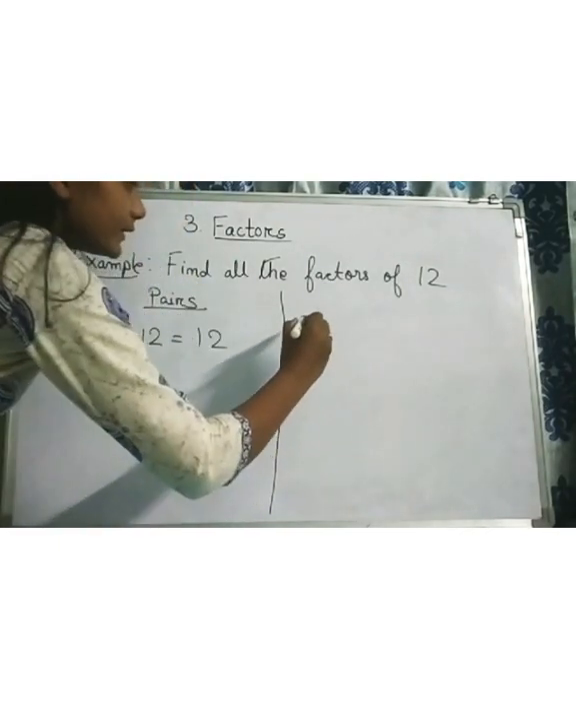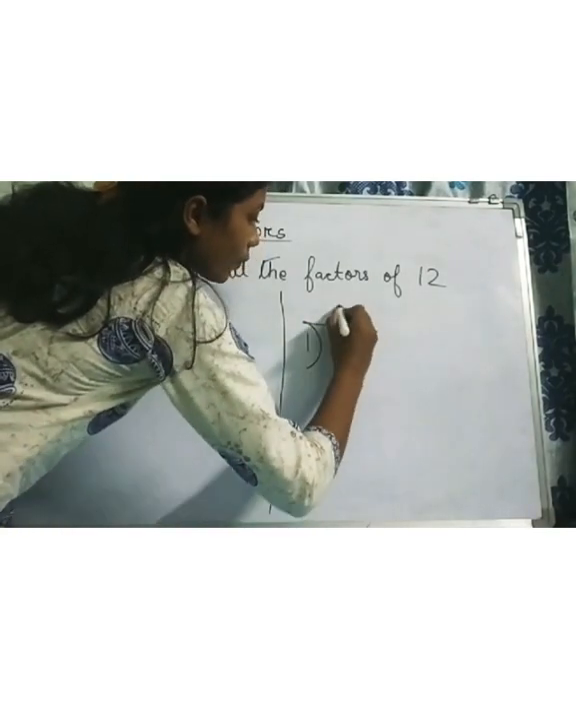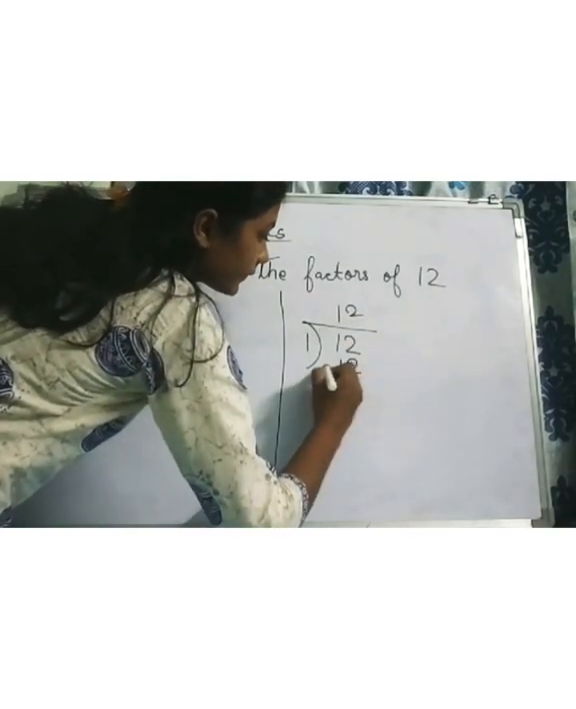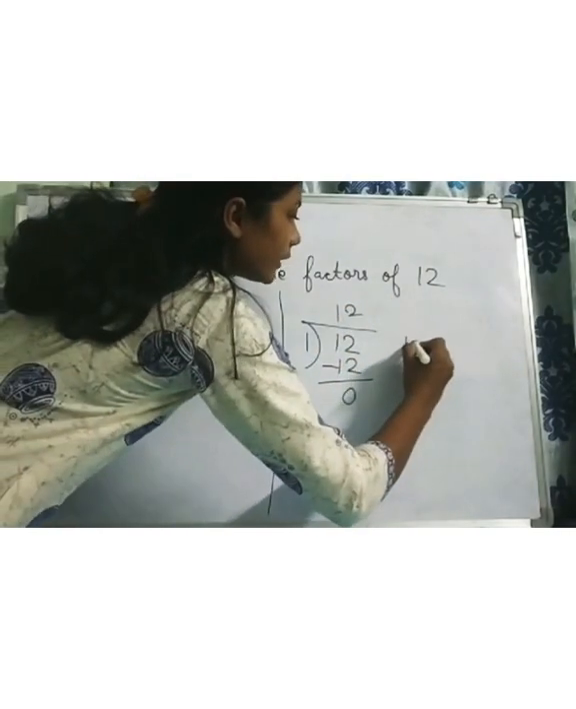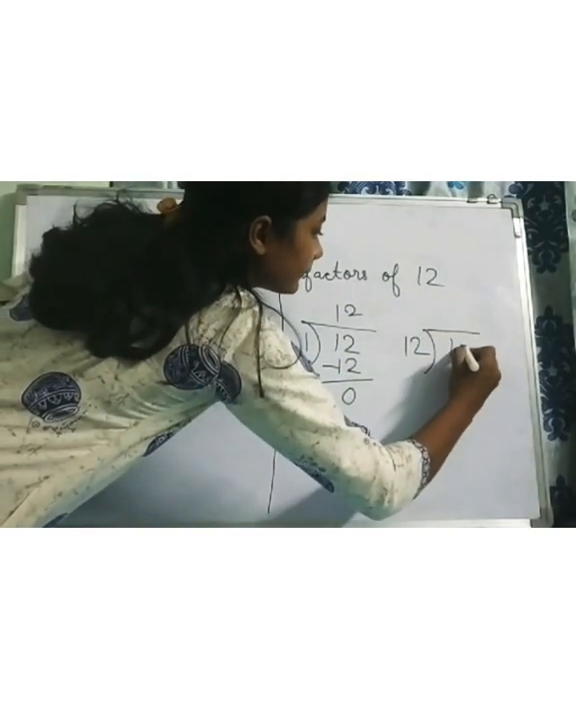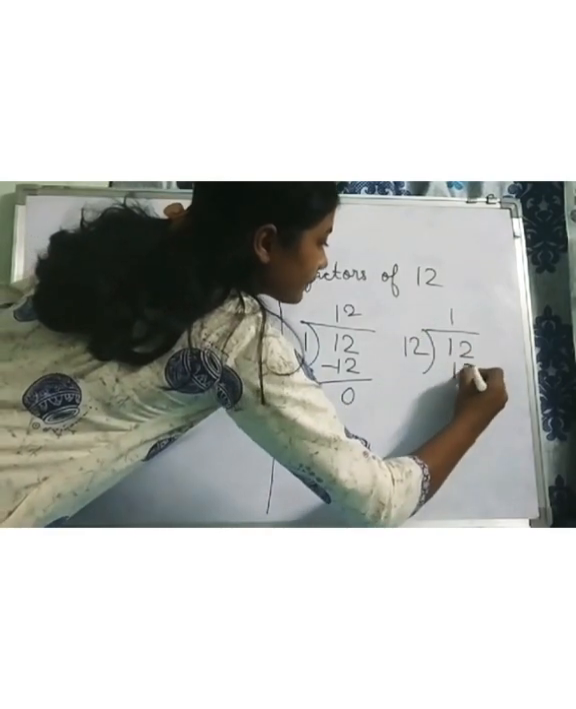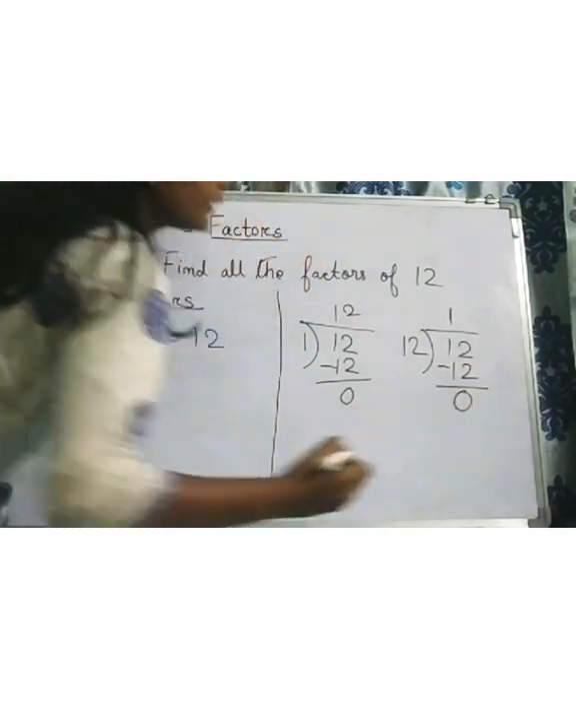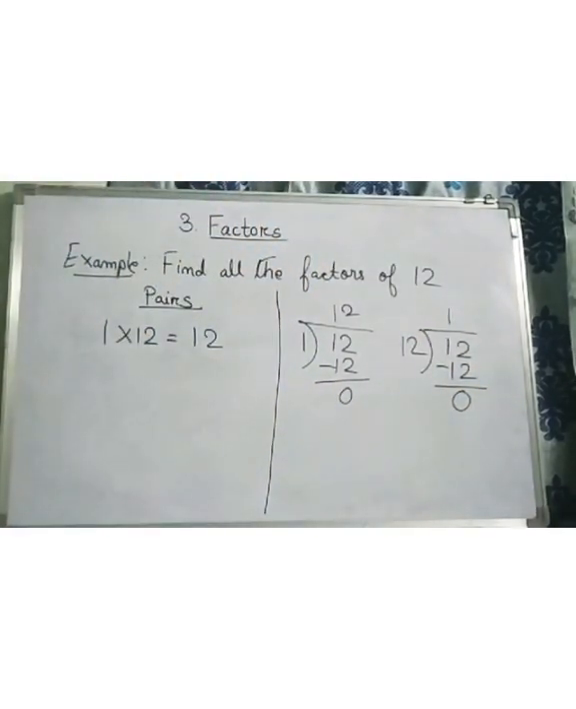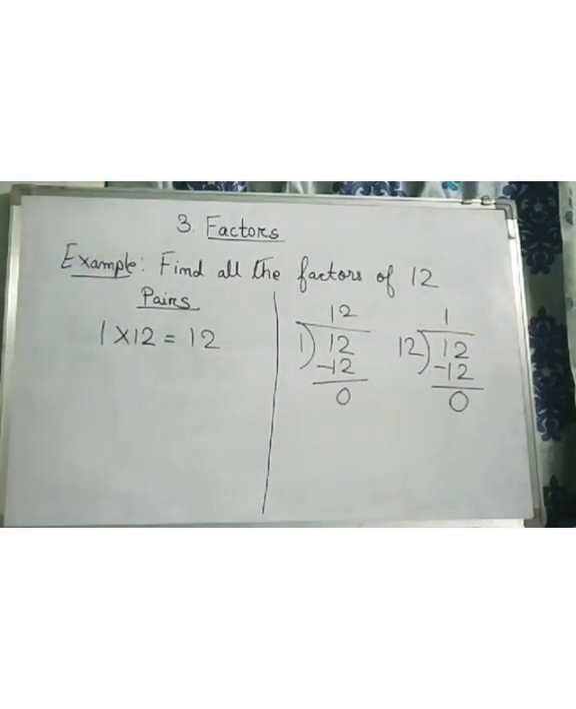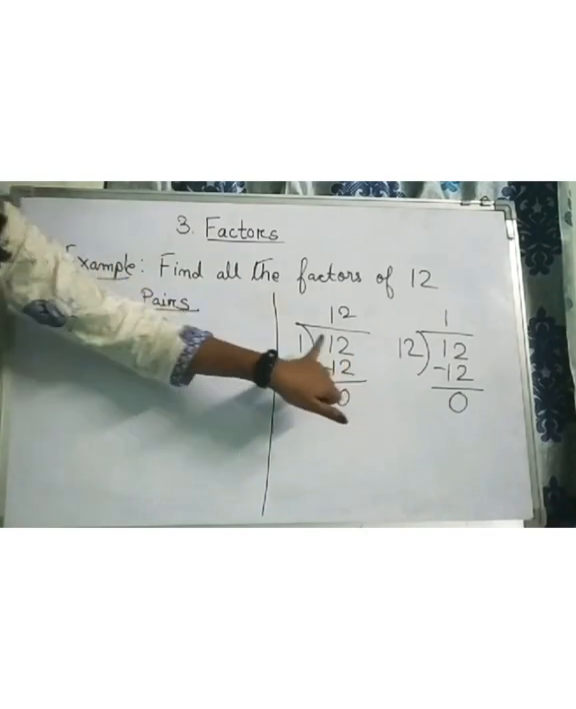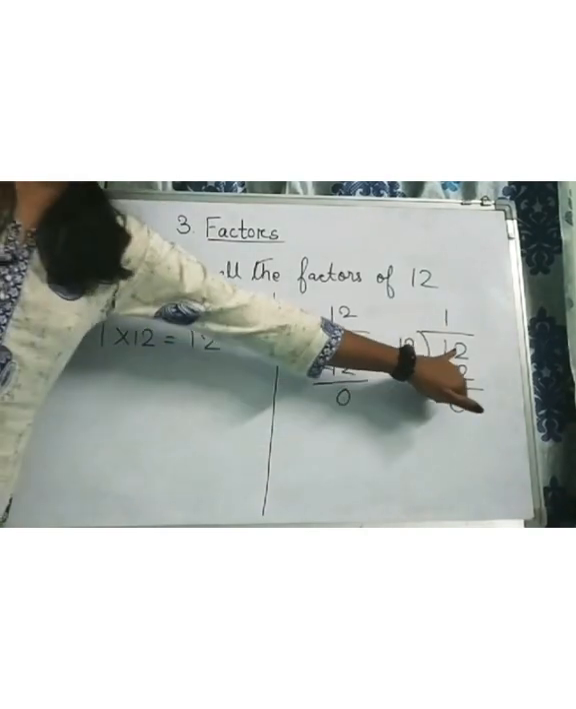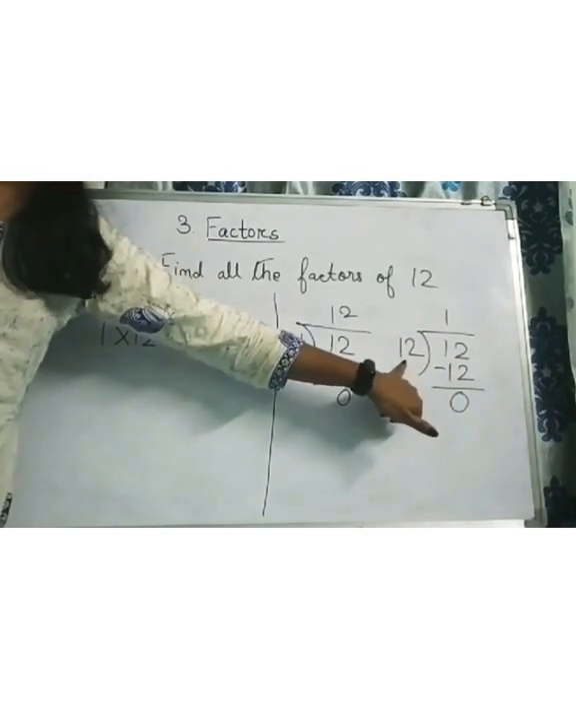With 1 we will divide 12. 1 into 12 is 12. Here the remainder is 0. Again, with 12 we will divide 12. 12 one time 12. And the remainder is 0. In both the cases you can see that the remainder is 0. That means 12 is divisible by 1 and 12 is also divisible by 12.